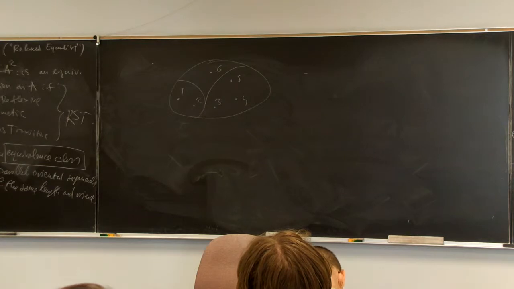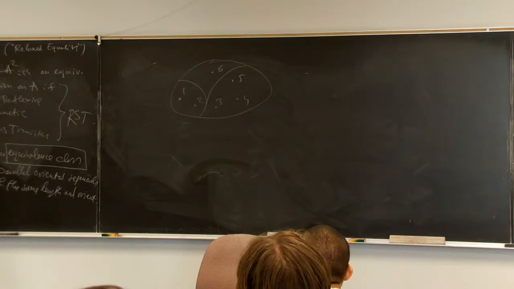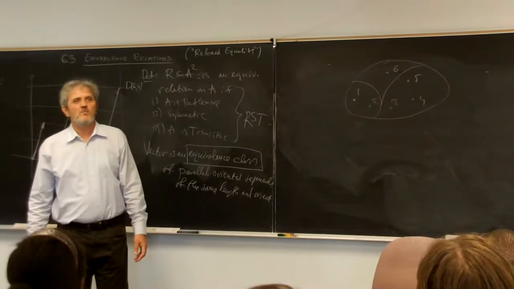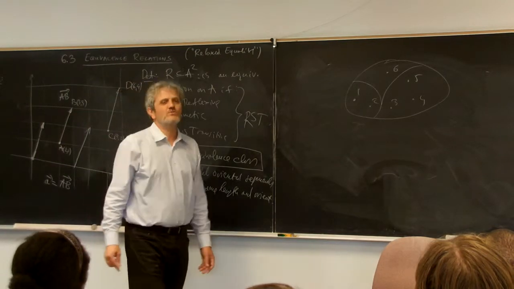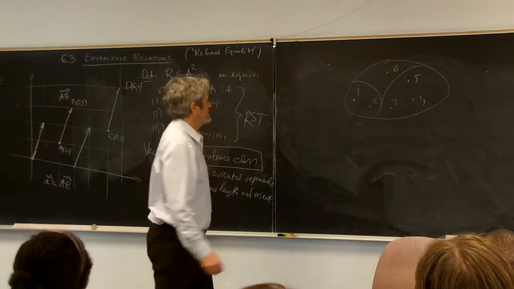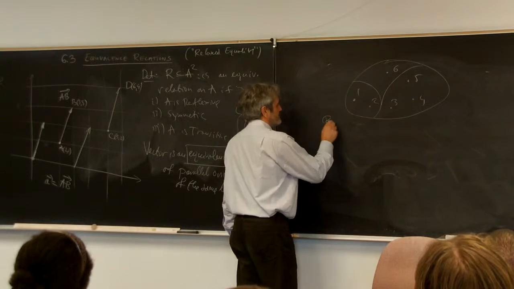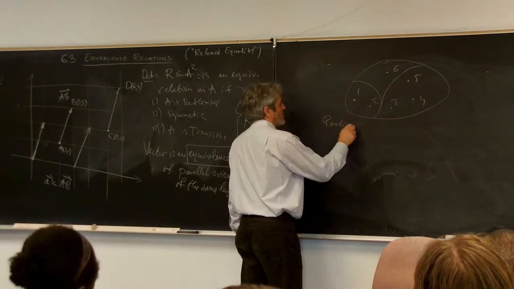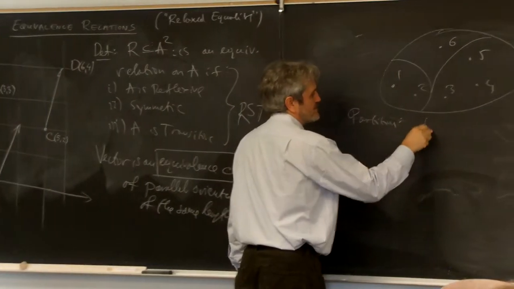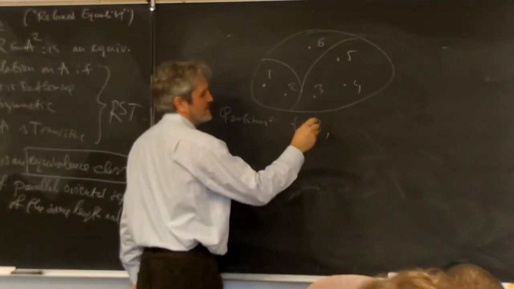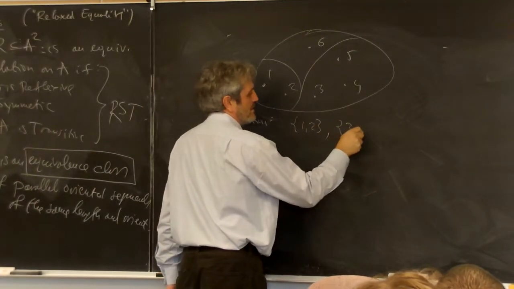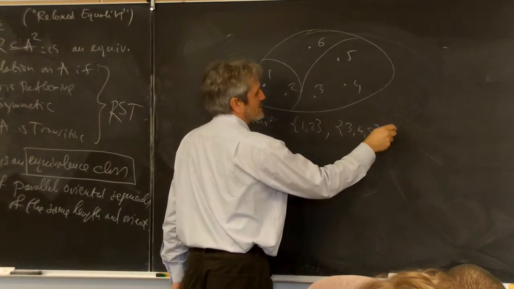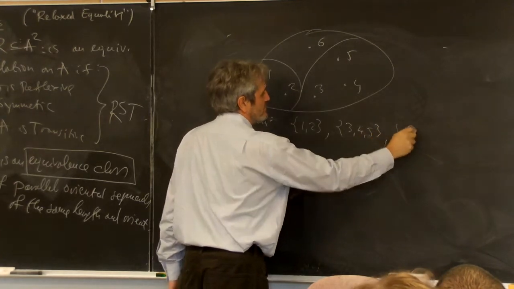So I divided my country into 3 states. How do we call that officially? Partition. So I have a partition into non-empty subsets. So this is a partition. Who is in that partition? First set is 1, 2. Second one is what? And last one is what? 6 alone.